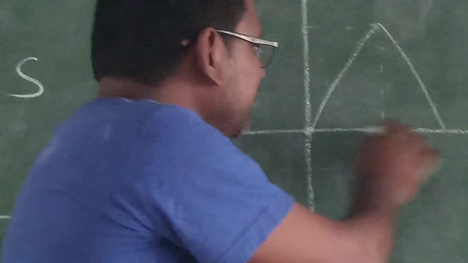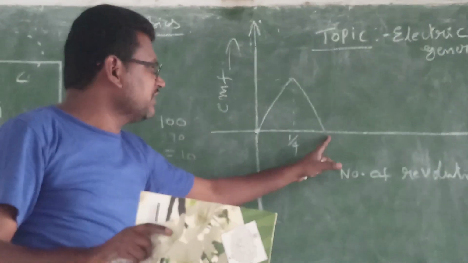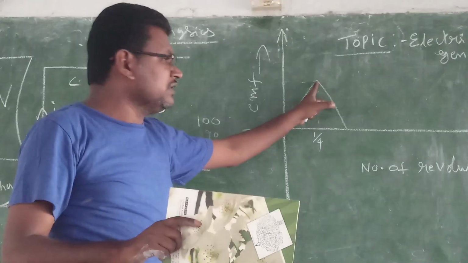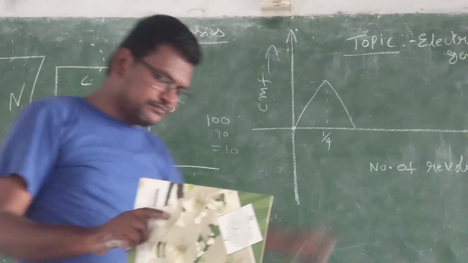That means the EMF also becomes 0. So in this way, the EMF reaches its peak. After that, its value reaches 0.